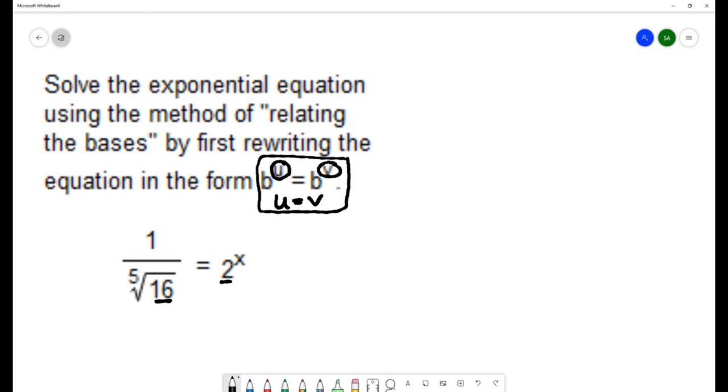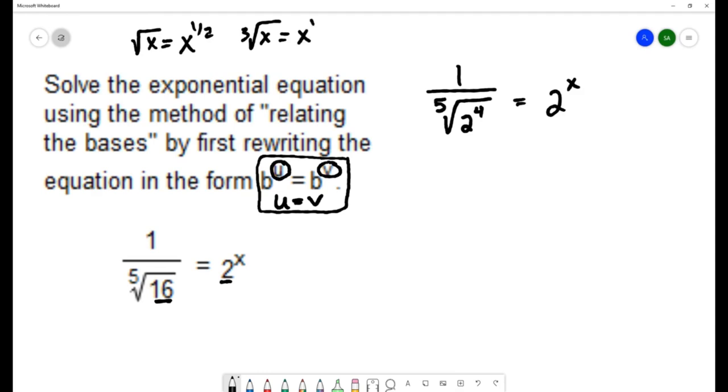I've got that number 16, and I know that 16 is the same thing as 2 to the 4th power. So this is the same as 1 over the 5th root of 2 to the 4th power. And then we have this 5th root. One of the things we need to keep in mind is that having roots is the same thing as having exponents. So if we have, say, the square root of x, that's the same thing as x to the 1/2 power. If we have the cube root of x, that's the same thing as x to the 1/3 power.